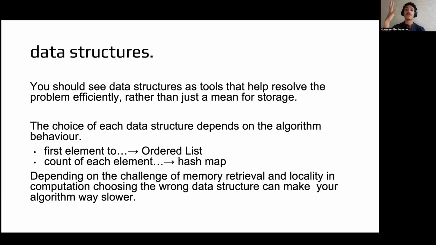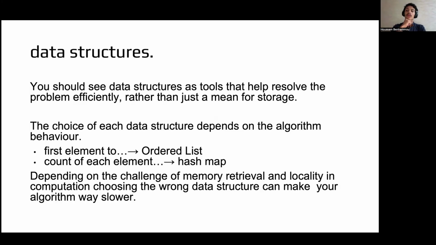An example for that: if an algorithm tells you to give me the first elements that behave like this or that are superior to this, you get my point, then you're going to use an ordered list, because once you finish, you just get a chunk of the first part or the last part of the list, depending on what you want.